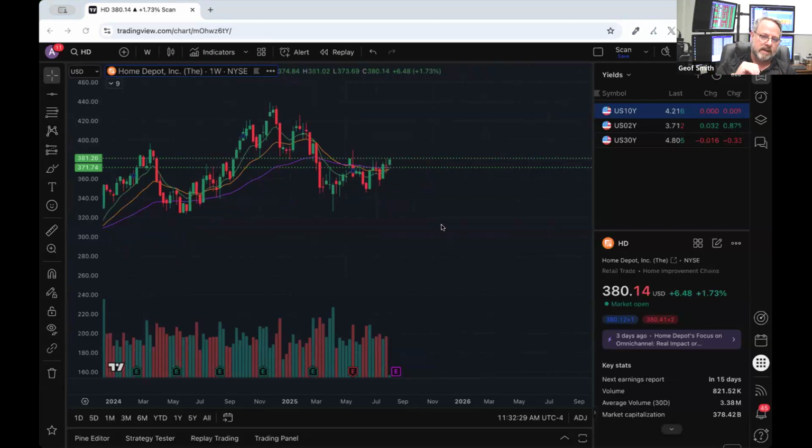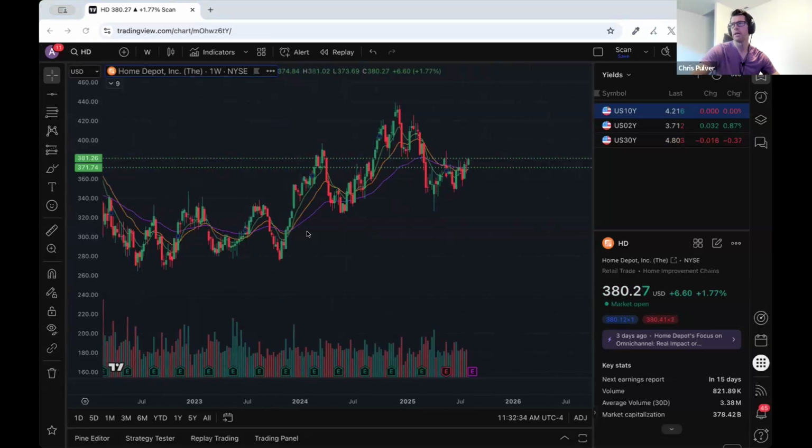and if we can get above that 381 area, I think it's going to have a tendency to seasonally kind of take off once again. I like that.